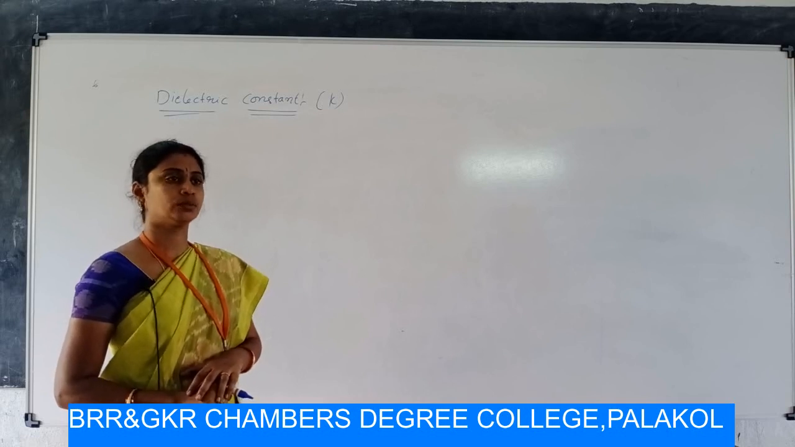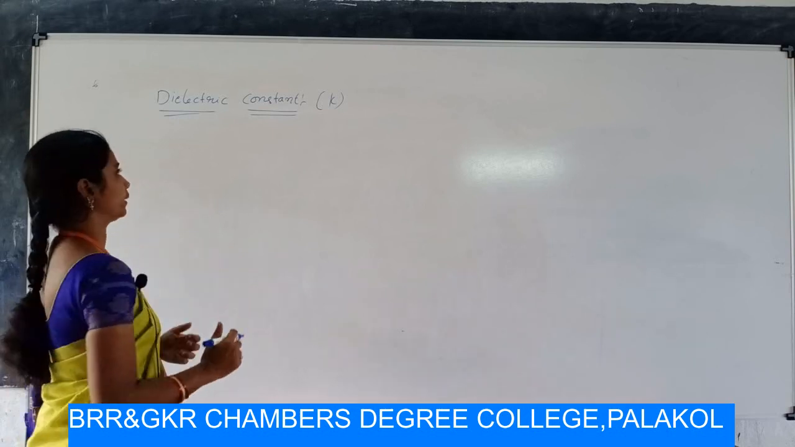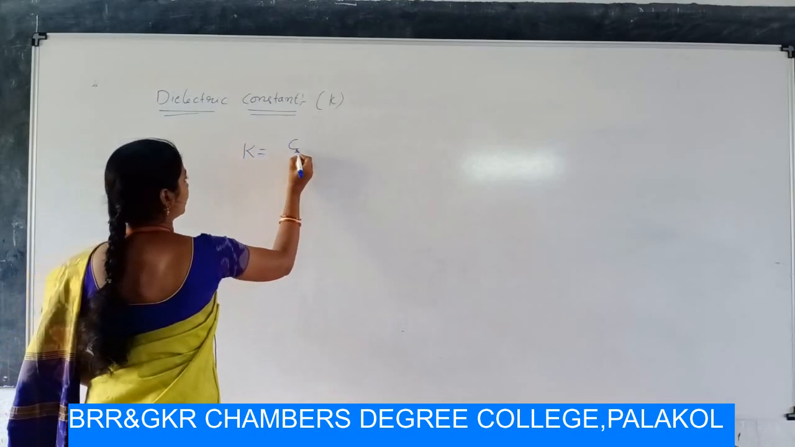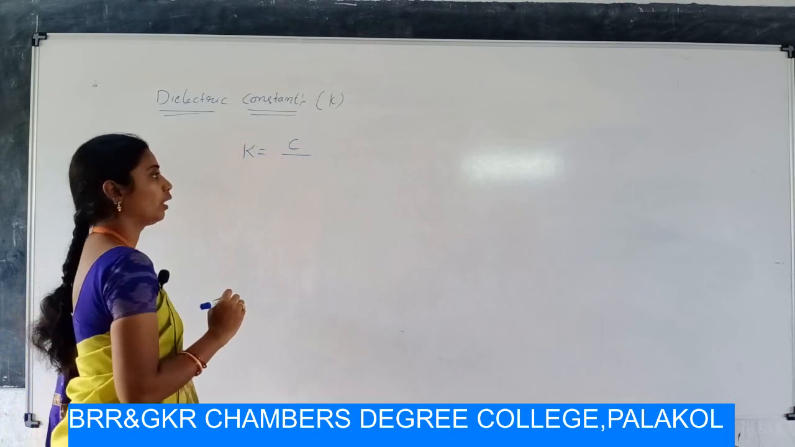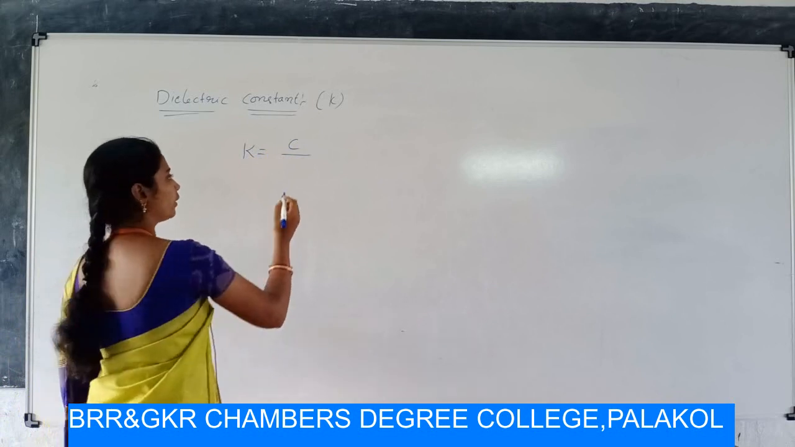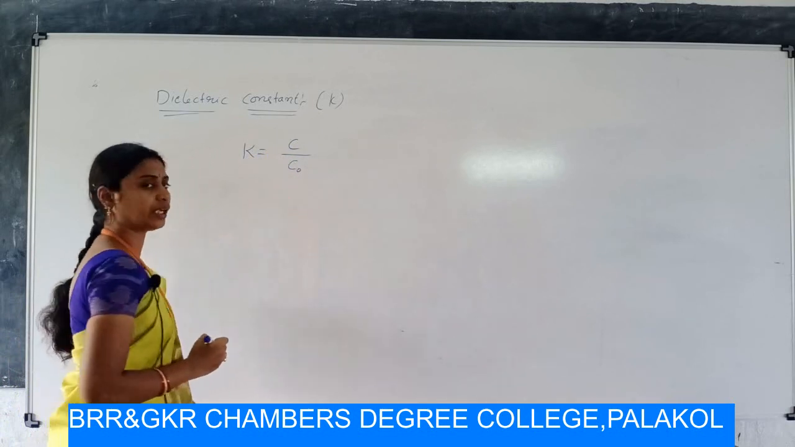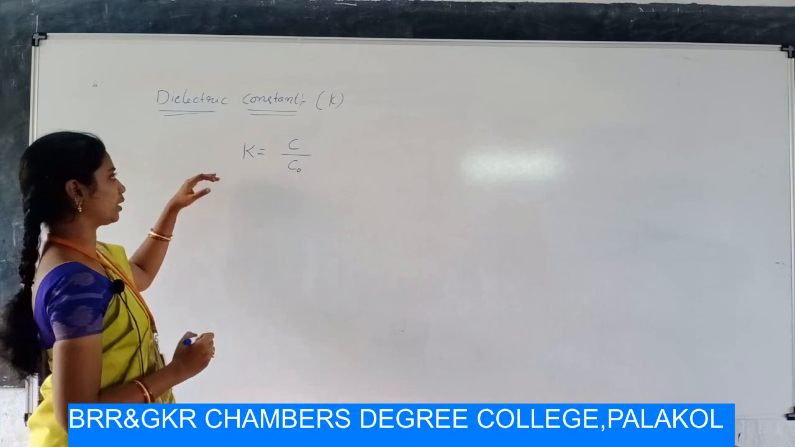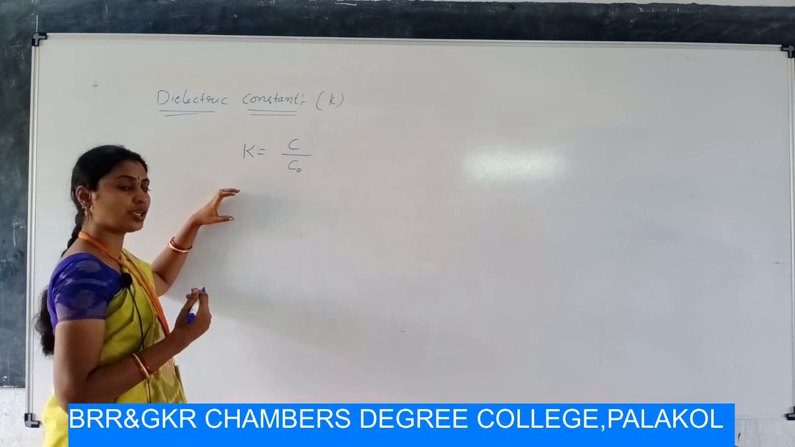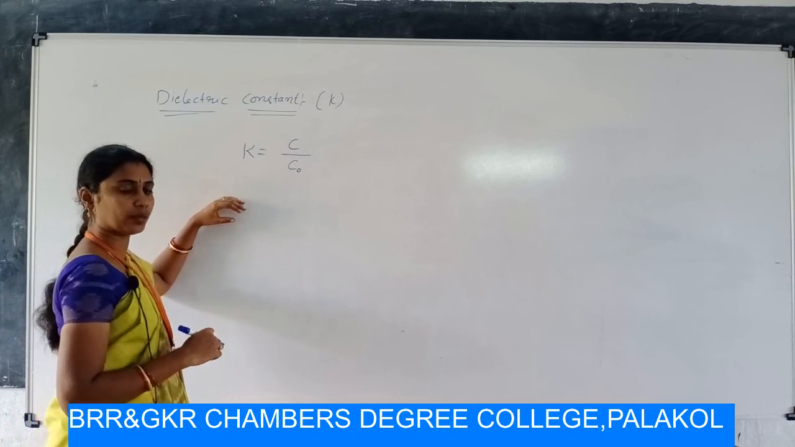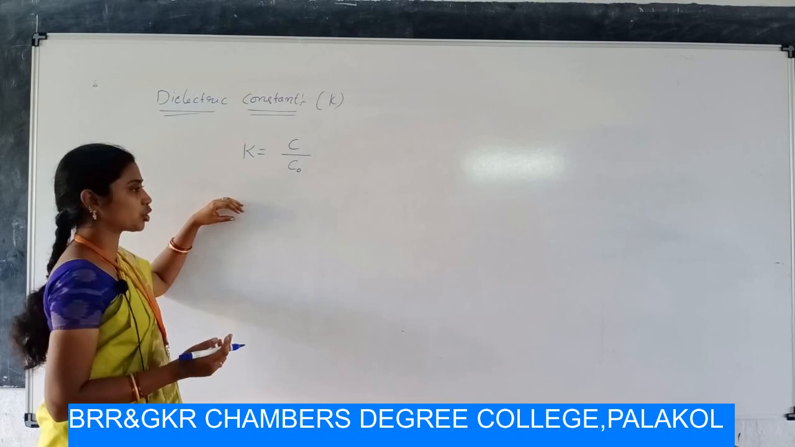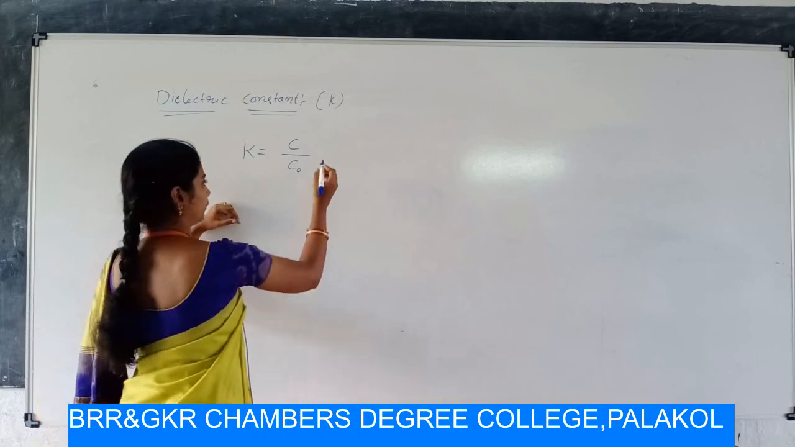So from this we can define dielectric constant K as nothing but the ratio of the capacity of a condenser with dielectric to the capacity of the same condenser without dielectric. Here the dielectric constant for capacitance is the ratio between the capacity of a condenser with dielectric medium to the capacity of the same condenser without dielectric.